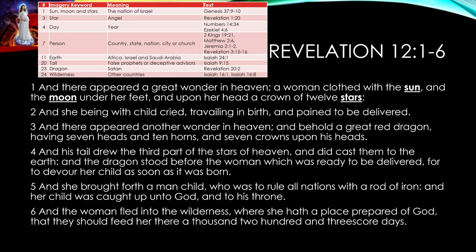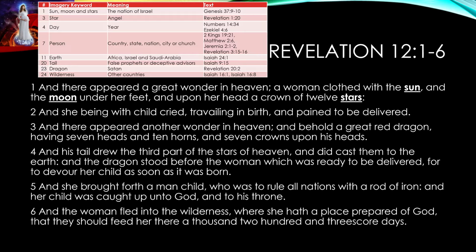And the woman fled into the wilderness, where she hath a place prepared of God, that they should feed her there 1,260 days. From our list of core imagery keywords, a wilderness symbolizes another country, a strange country, or other countries, and a day symbolizes a year. We can derive that verse 6 means that the nation of Israel was scattered to other countries. They have continued to keep their customs, and remembered that they are the people of God.